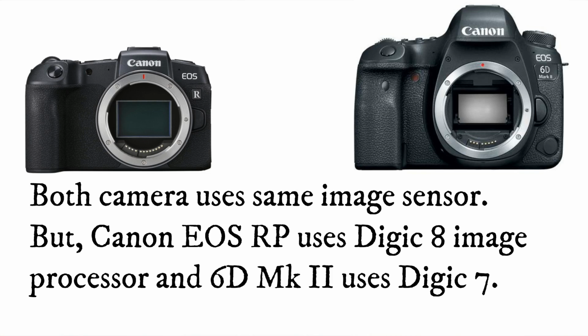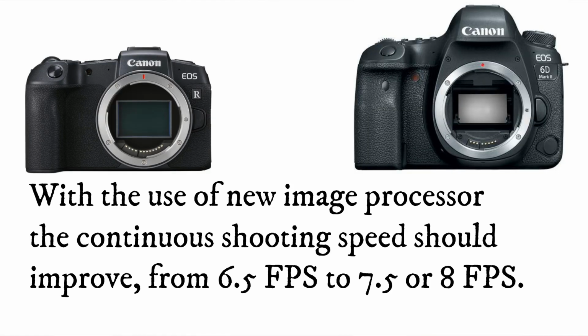6.5 frames per second, whereas the EOS RP camera with the new image processor, Digic 8, is limited to 5 frames per second. The sensor of both cameras is the same, so if Canon is adding a new image processor, then from 6.5 frames per second the continuous shooting speed should jump to 7 or 8 frames per second. But despite having a new image processor, the EOS RP camera is not allowed to shoot faster frame rates, and that's the story. Now we are moving to the autofocus system.